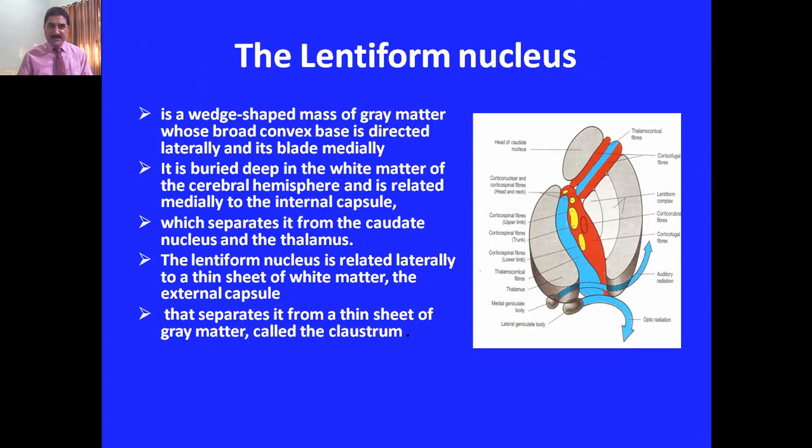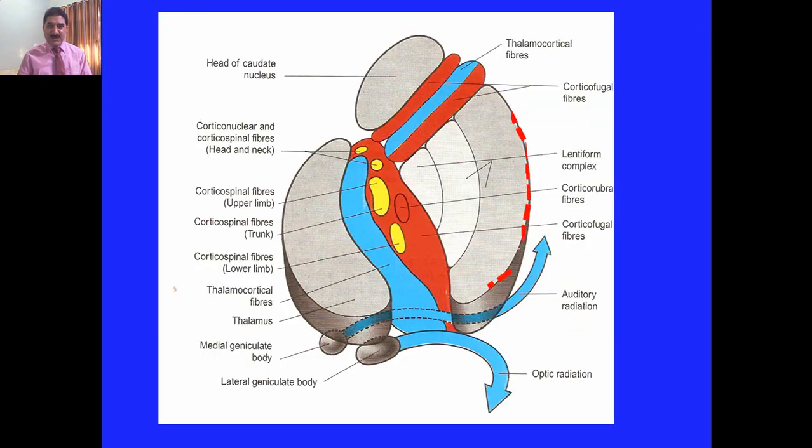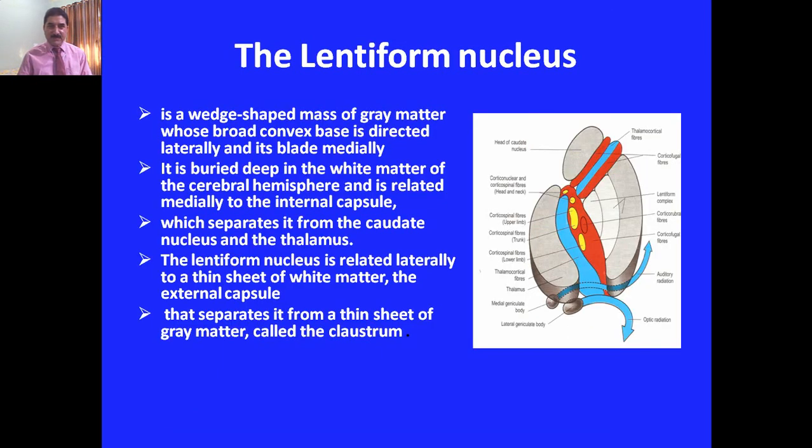The lentiform nucleus is a wedge-shaped mass of gray matter whose broad convex base is directed laterally and its blade is directed medially, as shown in this figure. It is buried deep in the white matter of the cerebral hemisphere and is related medially to the internal capsule, which separates it from the caudate nucleus and thalamus. The lentiform nucleus is related laterally to a thin sheet of white matter, the external capsule, that separates it from a sheet of gray matter called the claustrum.